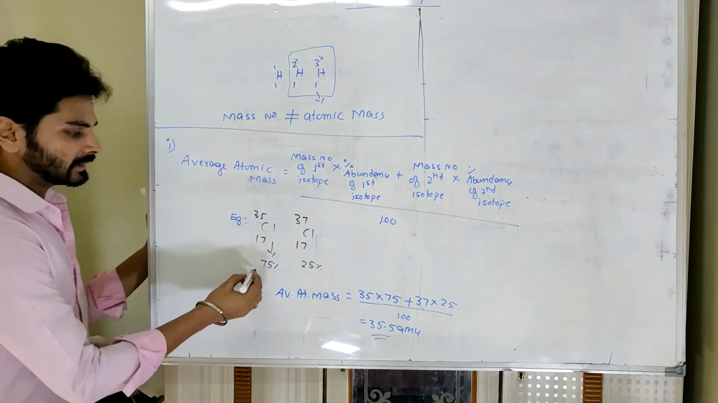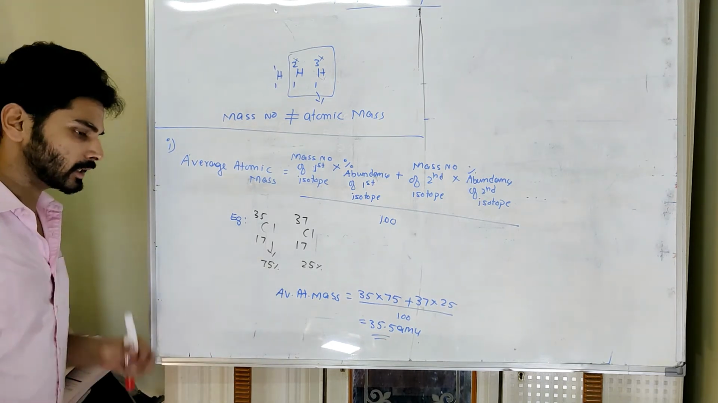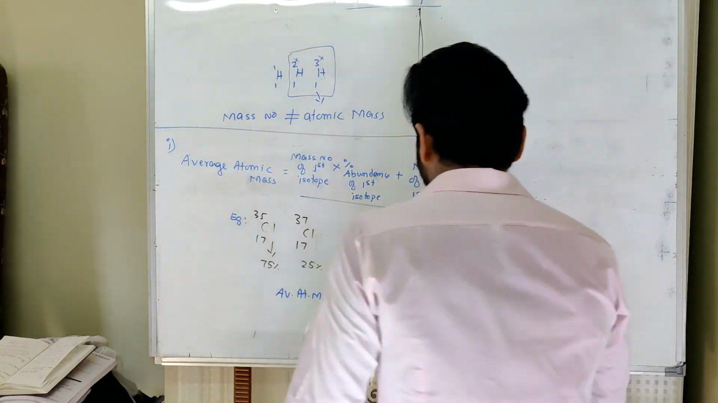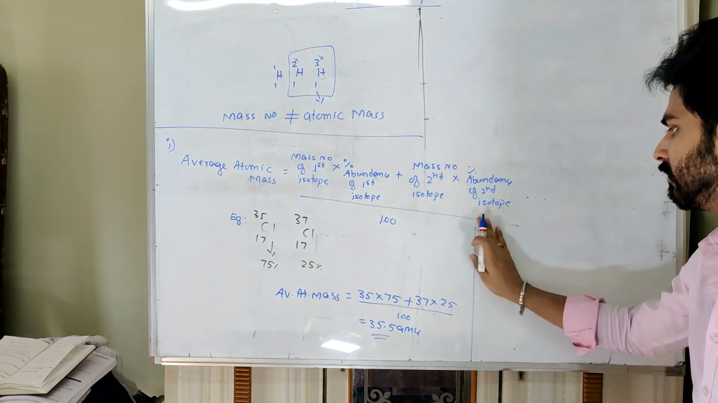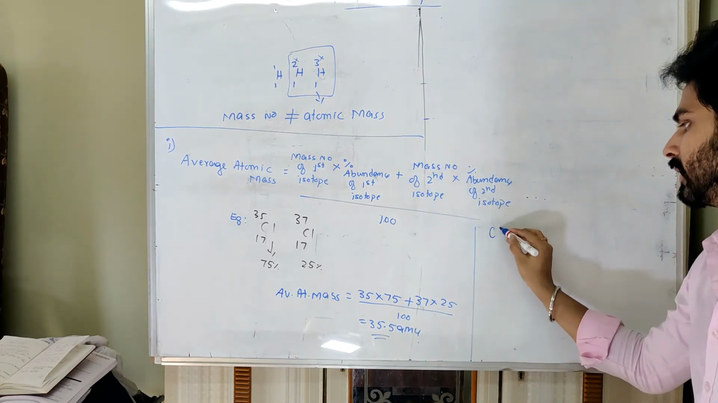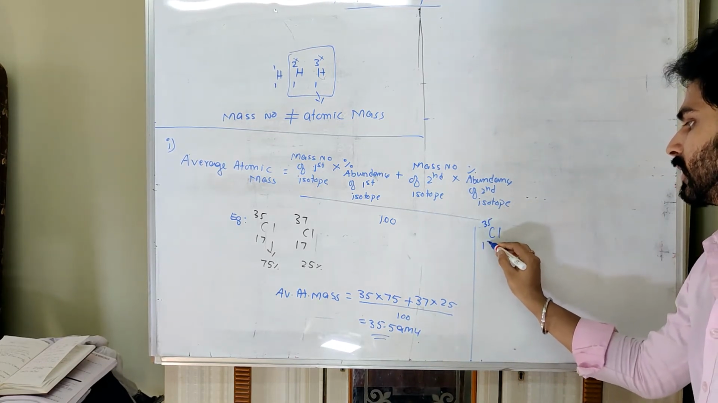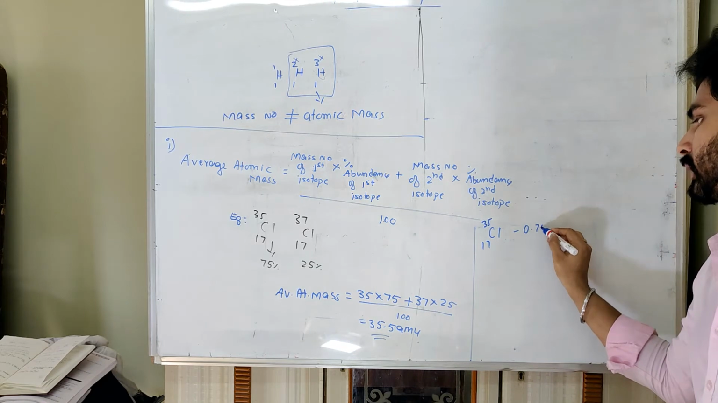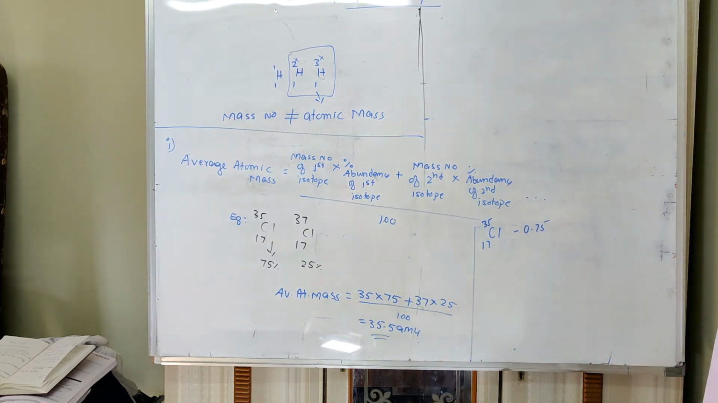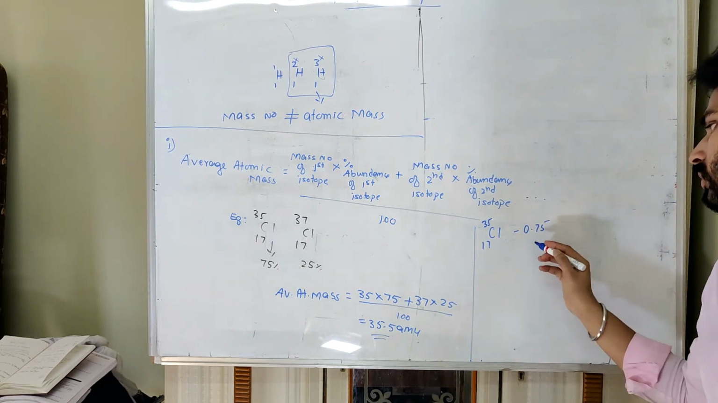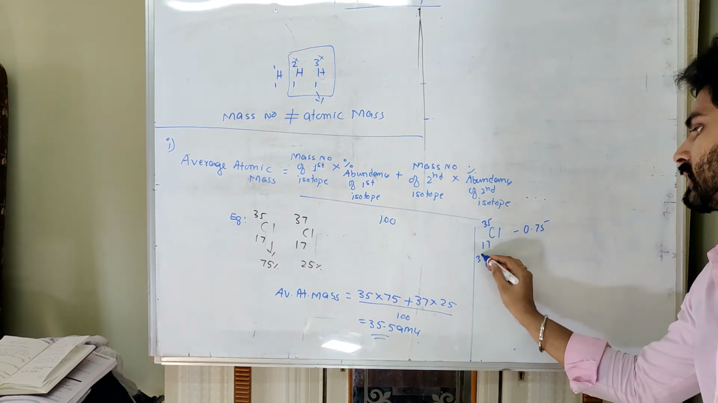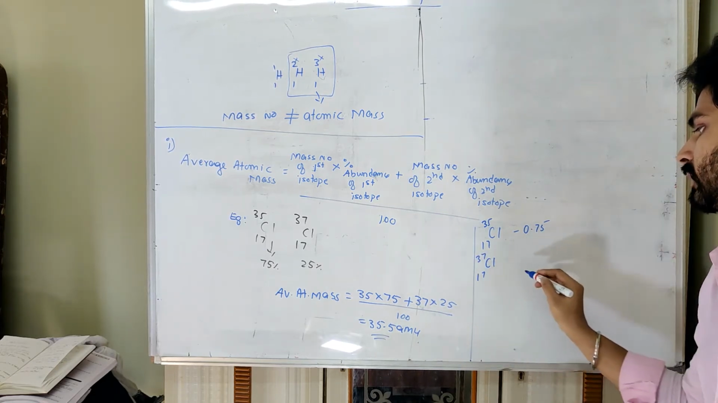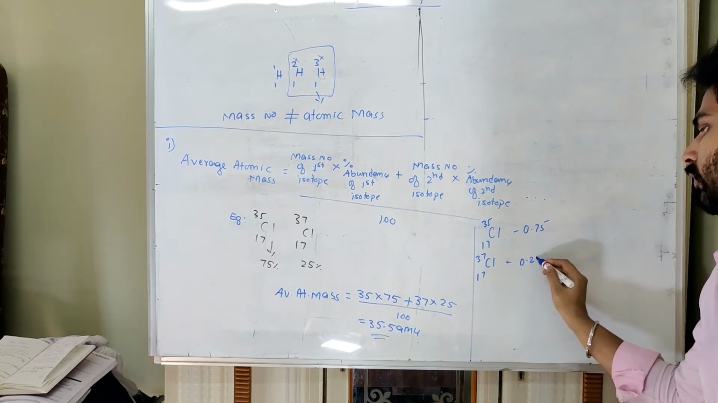Now if the percentage is given in terms of percent, then it is fine. Otherwise their ratio might be given. If the ratio is given, then what happens? The same thing can be written like this, chlorine-35, and its ratio may be written as 0.75 or 3/4 we can say. And that of chlorine-37, this is 0.25.